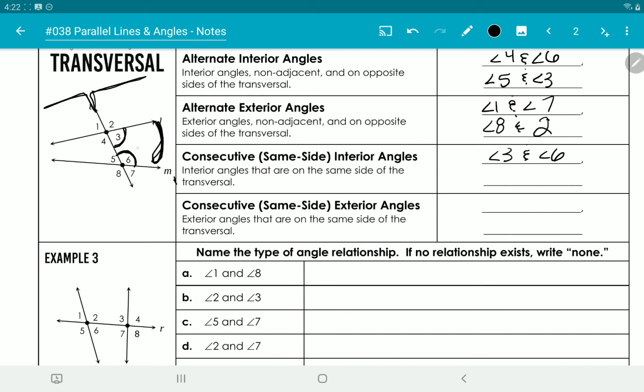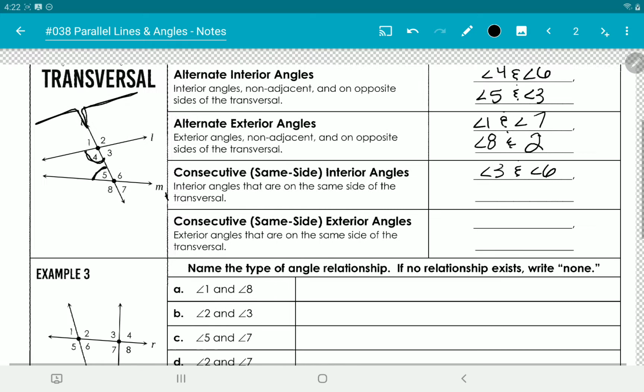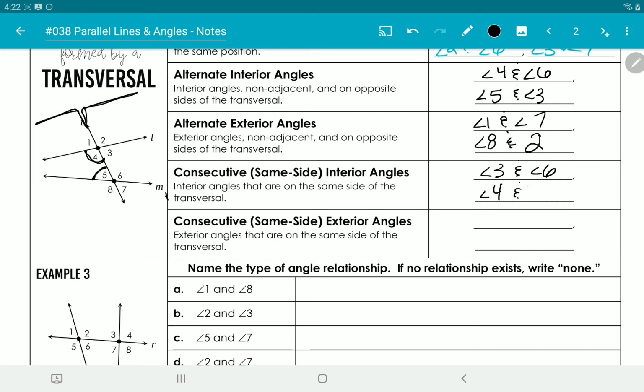So it's in between these two. It's inside of these two lines. And they're on the same side of the transversal. So if we look on the other side, we look at angle 4. The other one that's on the inside is angle 5, and they're both on the same side on this left side over here. So we have to have angle 4 and angle 5.